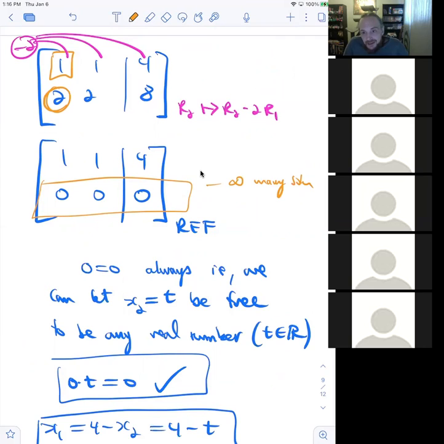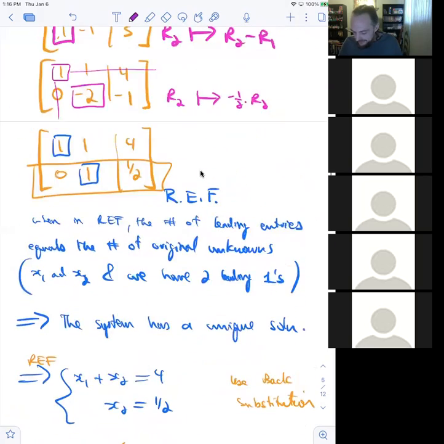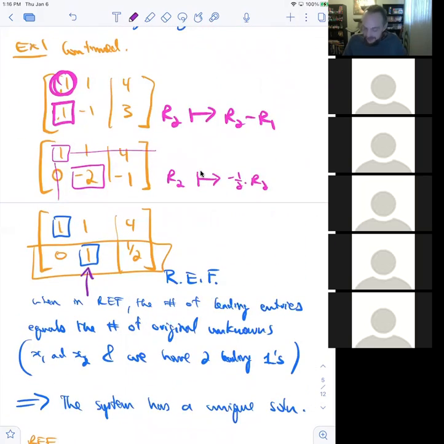Notice, which one did I pick to be the free variable? This one has a leading 1, but x2 has no leading 1. And that's what I made the free variable. So you can tell in this column there was no leading variable in that second row. So x2 didn't have a leading 1 spot like this one did. Here it did. So they're both not free to be anything. They have to be a unique one thing.